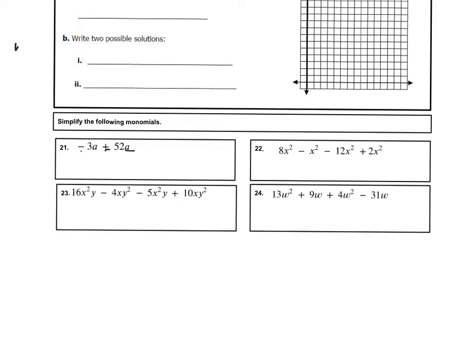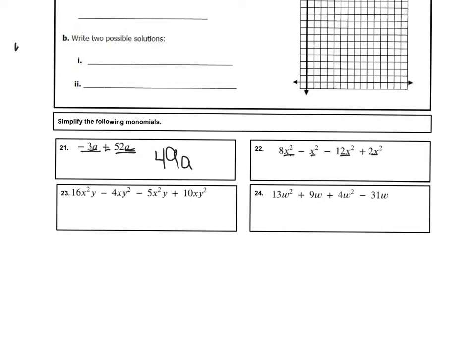Okay? So when we look at number 21, they both have the variable a. So all we're going to do is negative 3 plus 52 is 49a. It's kind of like I had 52 of them and then I took away 3 of them. So now I have 49 a's. Okay? On 22, you'll notice that they all have x squared.